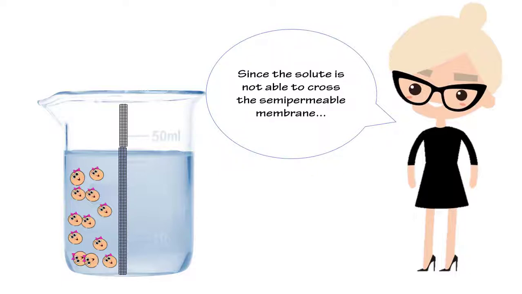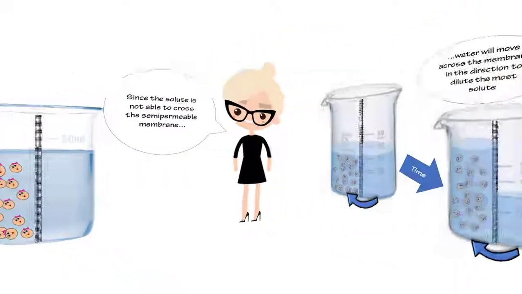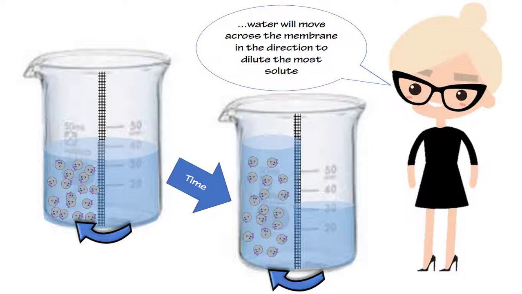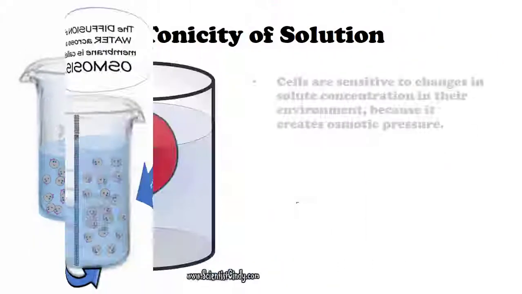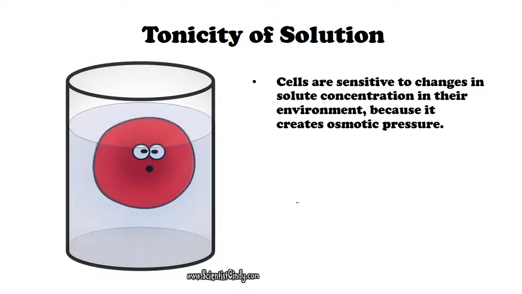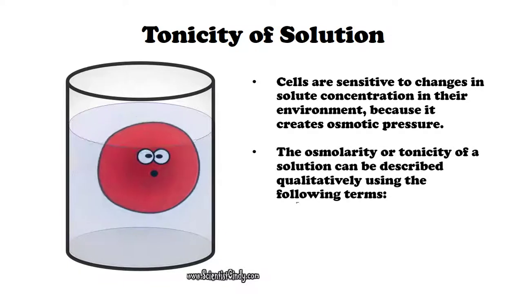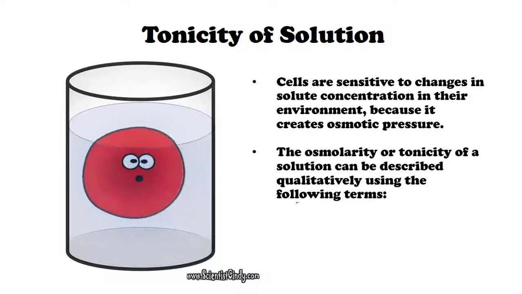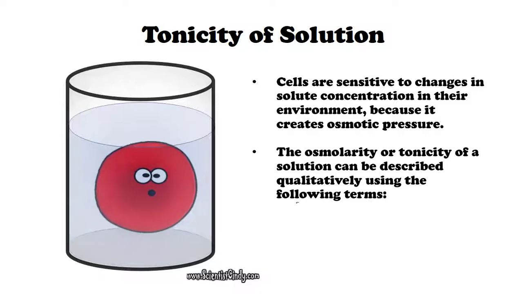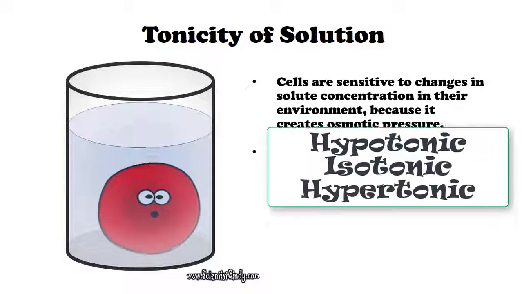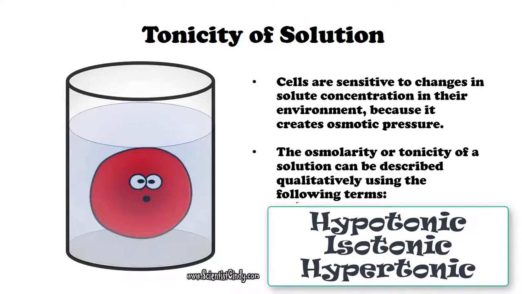Since the solute is not able to cross the semipermeable membrane, water will move across the membrane in the direction to dissolve the most solute. The diffusion of water across a membrane is called osmosis. There is a property called the tonicity of solution. Cells are sensitive to changes in solute concentration in their environment because it creates osmotic pressure. The osmolarity or tonicity of a solution can be described qualitatively using the following terms: hypotonic solution, isotonic solution, and hypertonic solution.